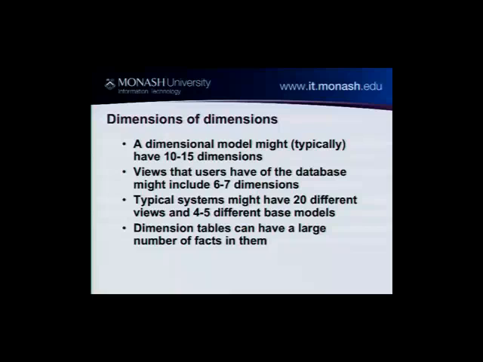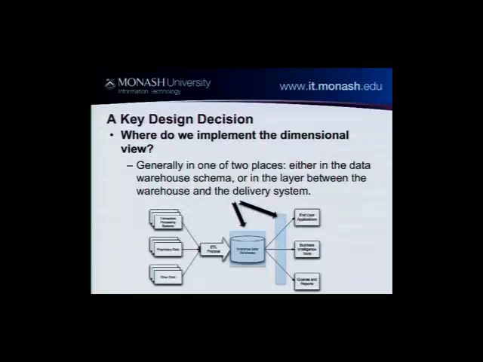Most BI systems, most data warehousing systems might have, say, 20 different customized views for different user groups, and perhaps 4 to 5 different dimensional models making up the overall data structure. So your data warehouse doesn't have to consist of just one dimensional model. You can actually have several related dimensional models. I'll talk about facts in a second, the difference between facts and dimensions. But those are the numbers that we're looking at, the level of complexity that you typically find with a dimensional model.